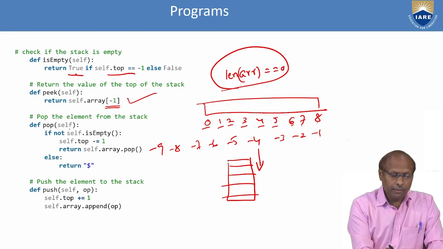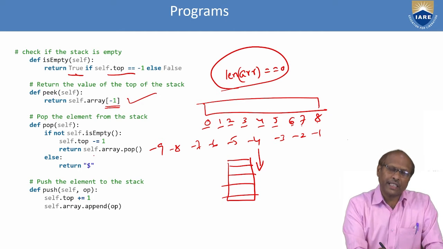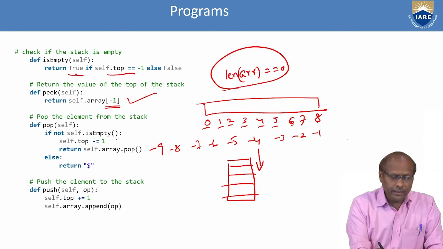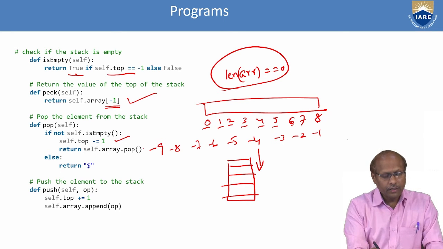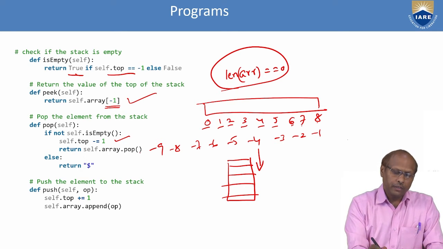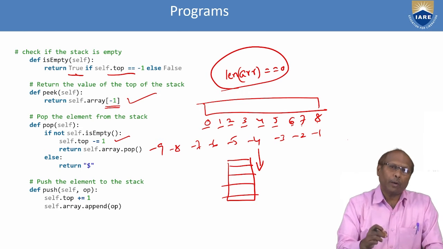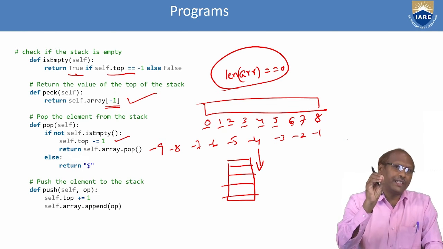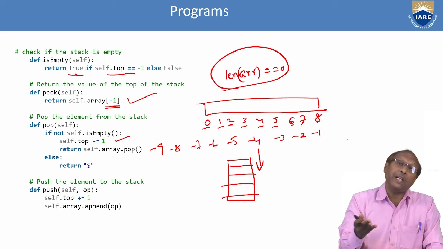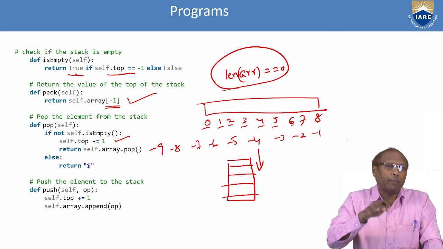Similarly, the pop method. The pop method will pop the element. Before popping, you have to check whether the stack is empty or not. If it is not empty, then you decrement top by 1 and return array of pop. So it will pop out the top element. See, peek means it will not remove; it will give the value only. But when I say pop, it will remove the element from the stack. That is the difference between peek and pop.